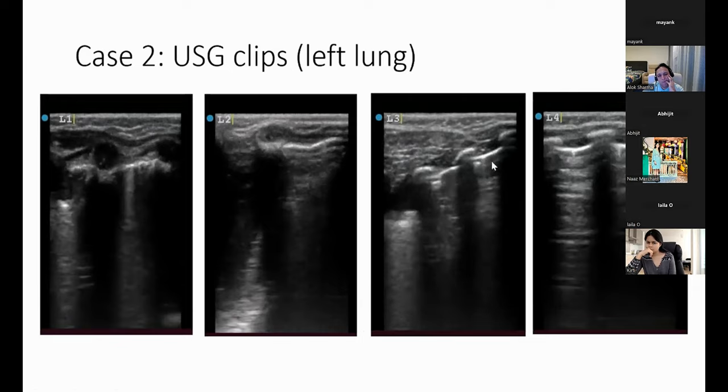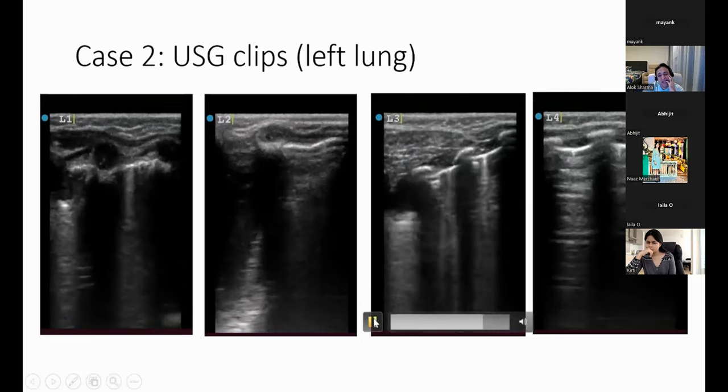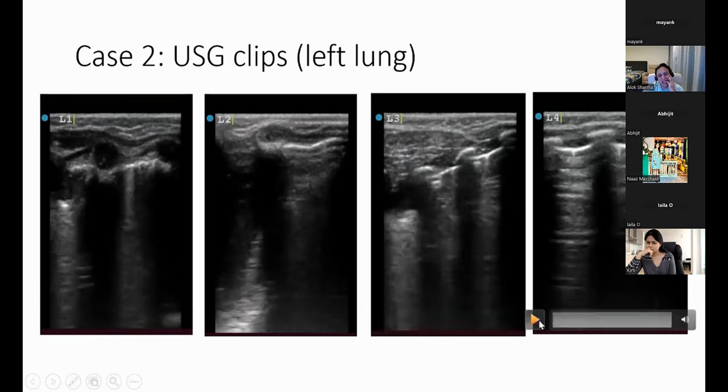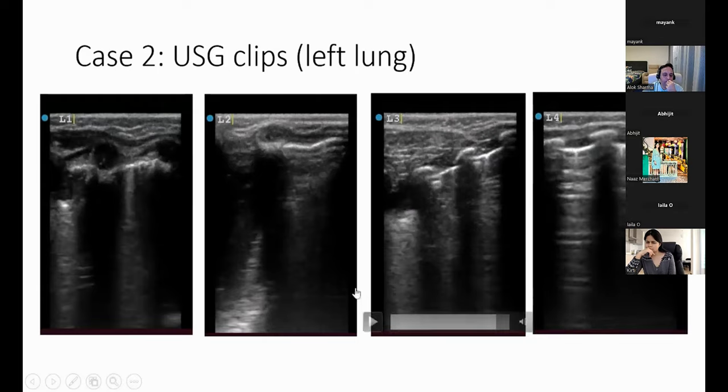So if I come to the last region of the left lung, this is L4, and I can appreciate a normal looking pleural line, which is sliding well and dominated by A lines. Again, I would classify this as A profile, and I do not find any consolidation as such or effusion.